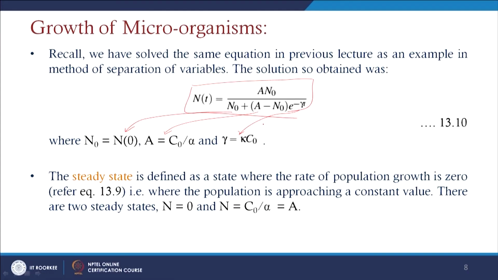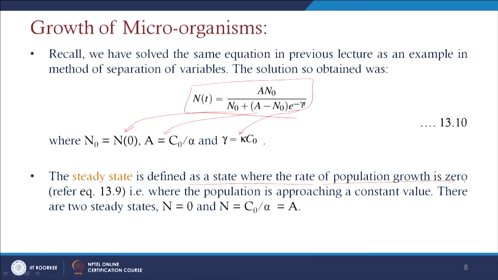If we want to find the steady state or the critical points for this differential equation, then the steady state is defined as a state where the rate of population growth is 0. If we put dn by dt equals 0, then we have a steady state. This means the change of population with respect to time is 0, so there is no variation with respect to time.